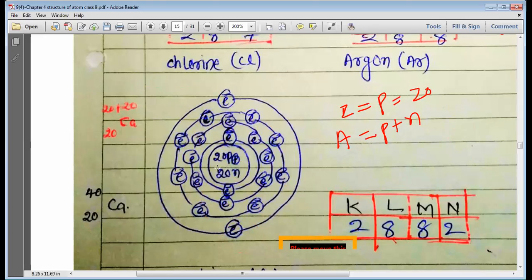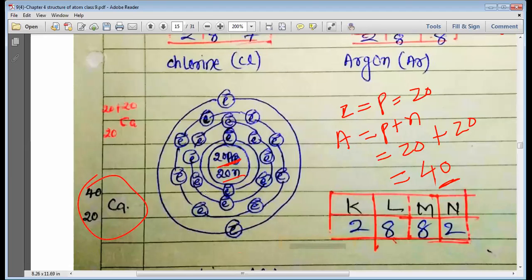You can see that the number of protons is 20, so you write 20. The number of neutrons is 20, so you write 20. And thus, my dear students, the atomic mass number is 40 for our calcium. So we represent it as 20 calcium 40.